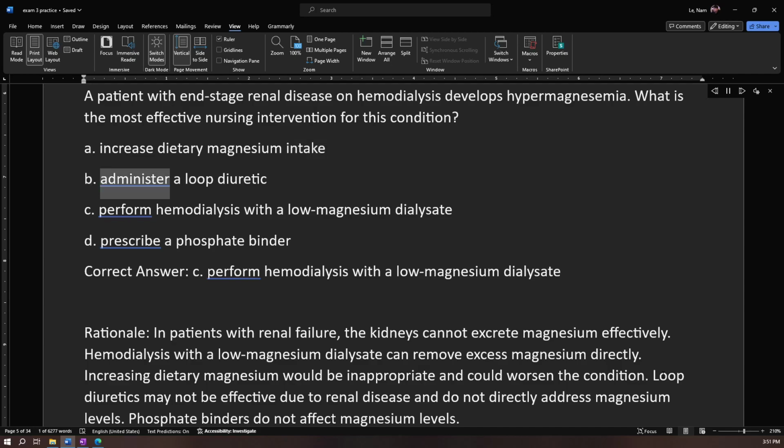B. Administer a loop diuretic. C. Perform hemodialysis with a low magnesium dialysate. D. Prescribe a phosphate binder. Correct answer: C. Perform hemodialysis with a low magnesium dialysate.